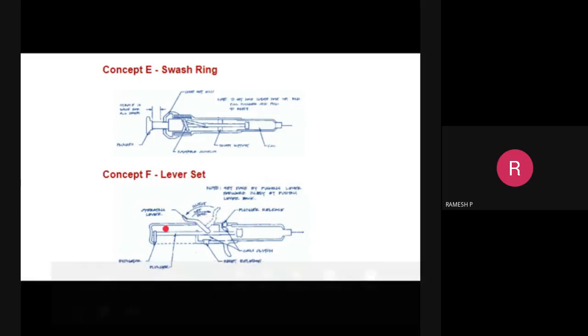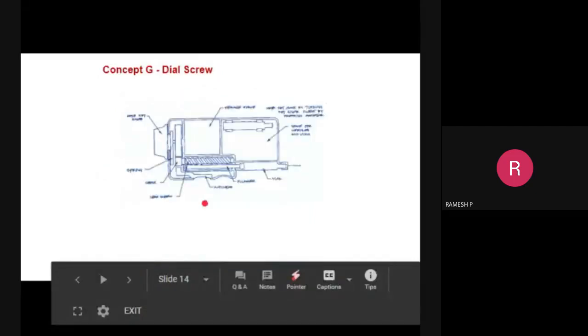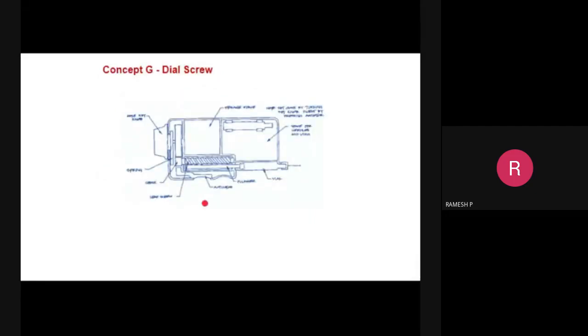Finally, the last concept, concept G, dial screw. It is again one of the proven concepts in the previous stage. So concept G is based on the lead screw. I hope you know the function of a lead screw, if you have come across using a lathe in our workshop. You know this lead screw.